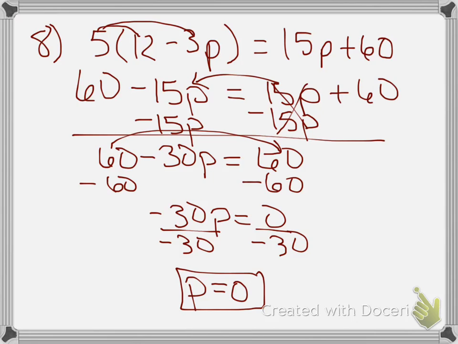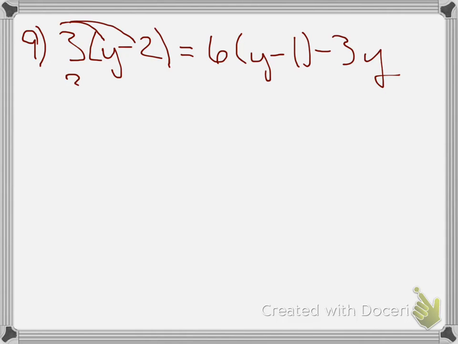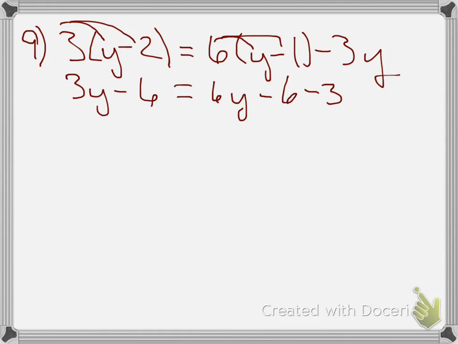Look at, say, number 9. Make this one a little bit more difficult. I'm going to distribute. I get to distribute twice. So notice that I'm distributing both times. Trying to slow it down a little bit. So you can see here, I said 3 times y is 3y, 3 times 2 is 6, 6 times y is 6y, and 6 times 1 is 6.